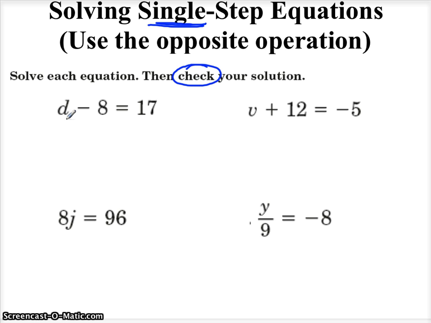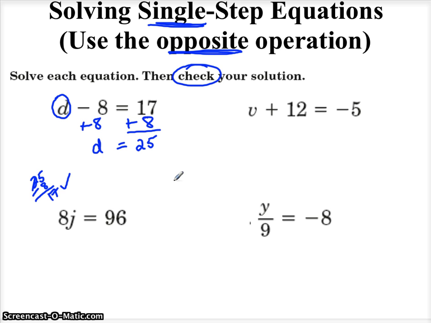So what we do when we solve is we use the opposite operations. For this first one, d minus 8 equals 17, here's your variable. You want to get that by itself. So what's the opposite of minus 8? Plus 8. So add 8 to both sides, 25, you get d equals 25. Then what you want to do is throw that back in. Does 25 minus 8 equal 17? Yeah, it does. So that checks.